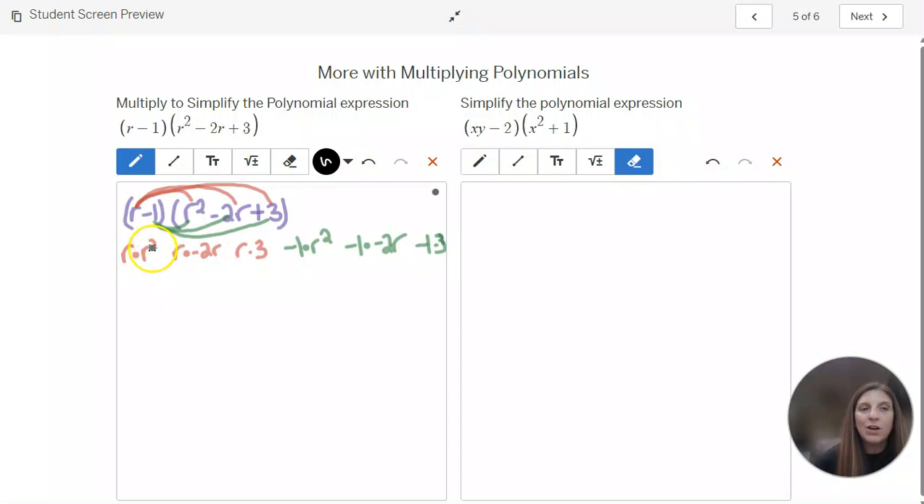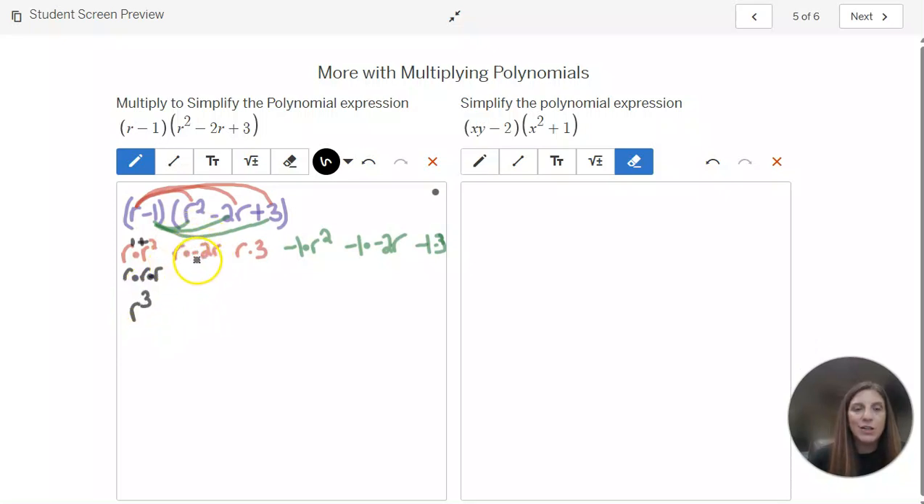R times r squared. Remember, this is 1r, right? If we don't see an exponent, it's understood to be 1. And r squared represents r times r. That's what it means to square, is you multiply it by itself twice. So if we write this all the way out, this is really r to the third power. Now, I'm not going to write that out every time. I just wanted you to see where that's coming from. But remember, our rule of exponents says when you multiply with the same base, you add those exponents. So the base is going to stay the same, and you're going to add those exponents.